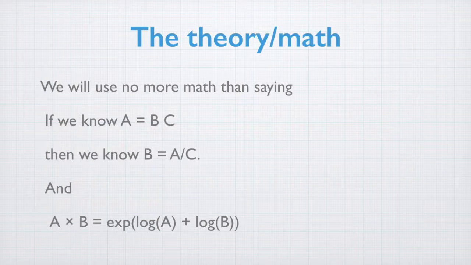To establish the theory, we are going to have to use some math. We are not going to use anything beyond basic algebra. That is, knowing if a number is a product of two others, we can recover the others using ratios, and knowing that the operators of exponentiation and logarithm exchange the operations of addition and multiplication.